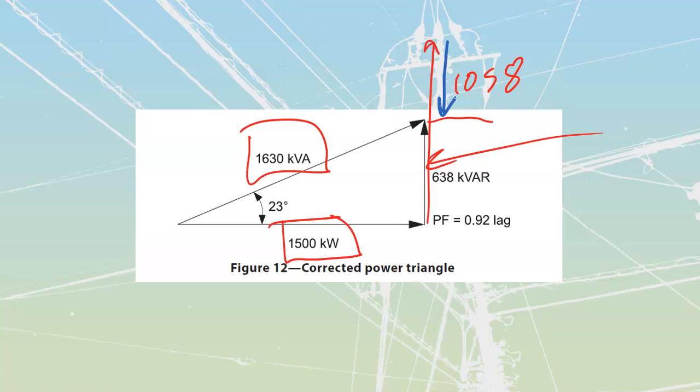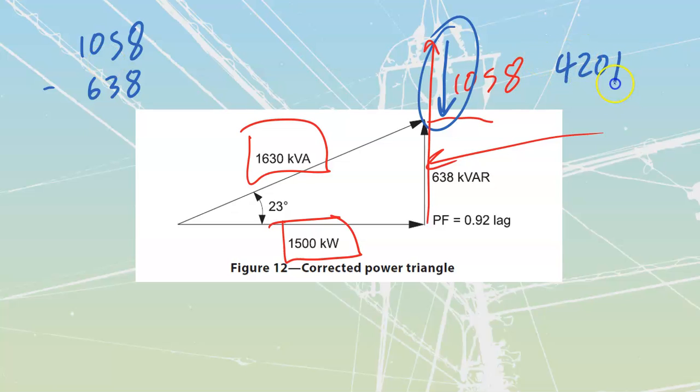So if we've got 1058, then 638 left, all we need to do to find the size of our capacitor is subtract 1058 minus 638. And then that is going to give us the size of cap that we're placing in over here. In this case, we're not actually using a cap, we're using the condenser to do that. Tells us that this is going to have to be a size of 420 kVARs over there.